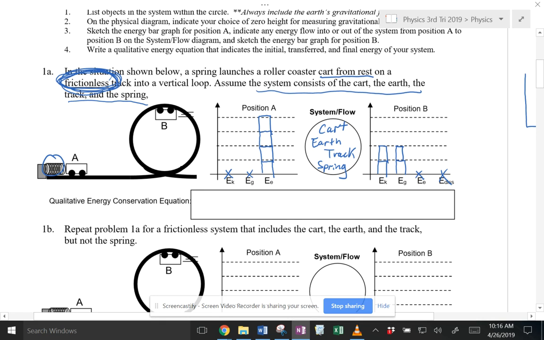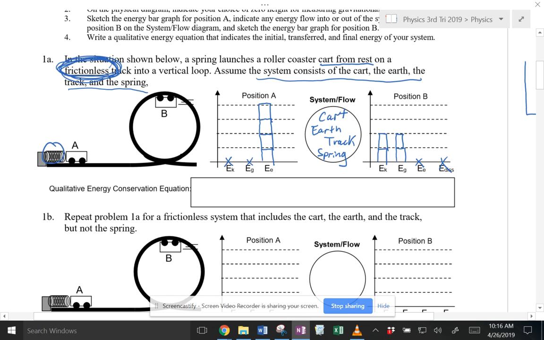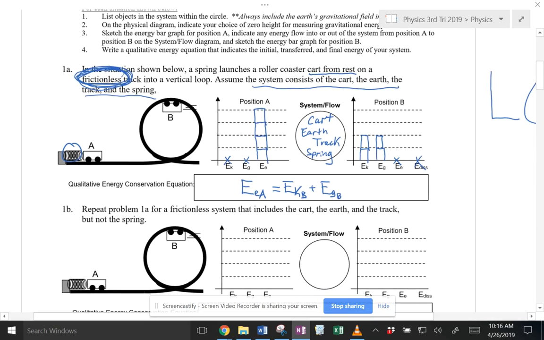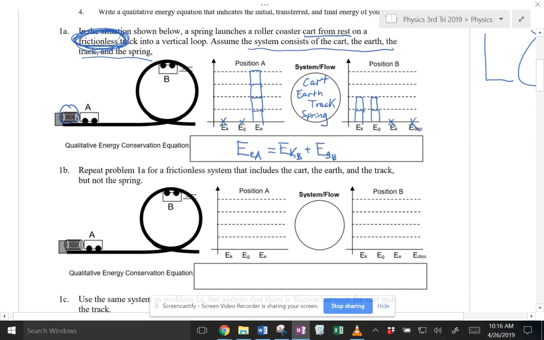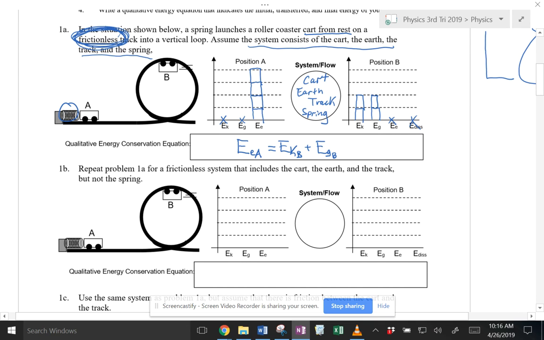All right. So this last step then is just writing an equation that says how everything is stored. So it's EE at A, and it's going to become EK at B plus EG at B. And that's it, right? You guys can handle this math. This is going to be a reasonable quiz whenever we get to have one.